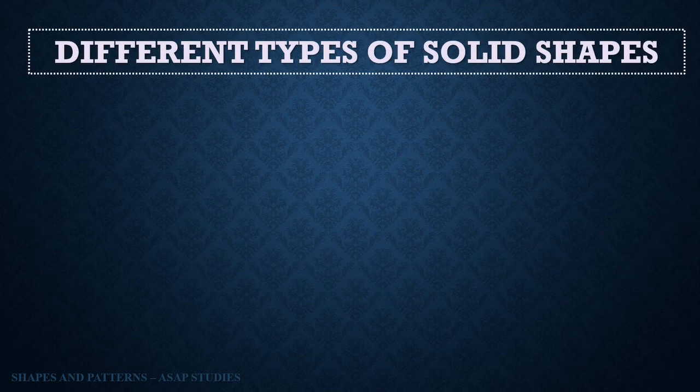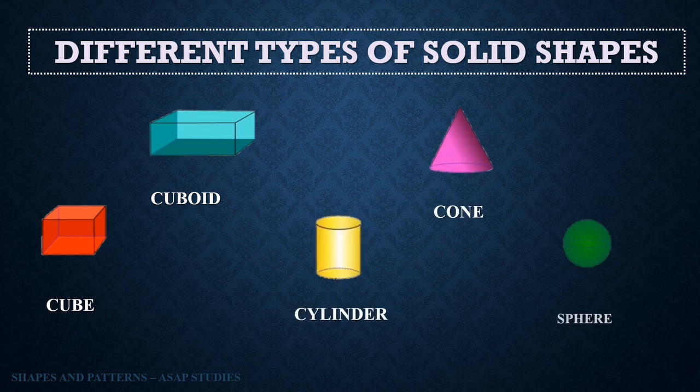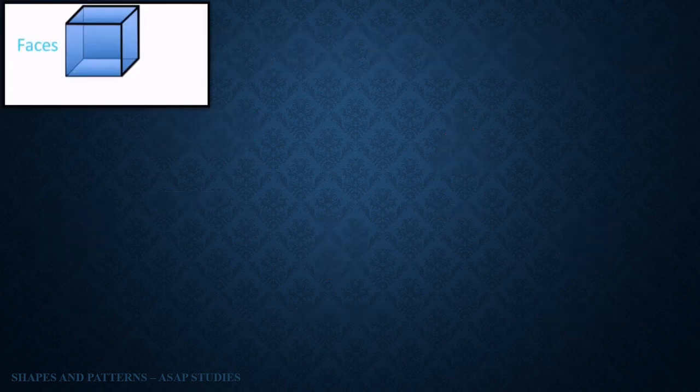Let's see the different types of solid shapes that we are going to learn today. Cube, cuboid, cylinder, cone and sphere. Now let us see what are these. Cube.